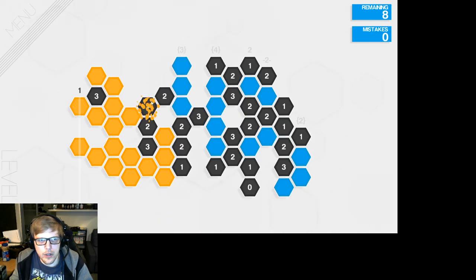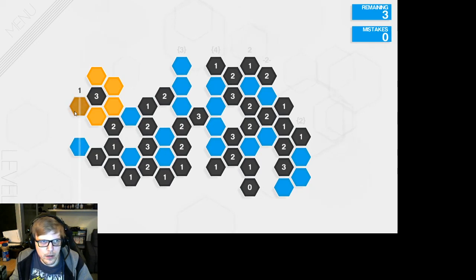This 2 is already adjacent. This 2 forces these 2. This 2 forces this one. This one is already adjacent. This one is already adjacent. This 3 forces this one. This 2 is already adjacent. This one is already adjacent. This one is already adjacent. This one is already adjacent. This 1 forces this one.